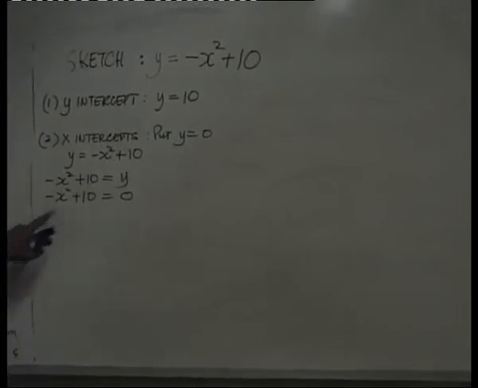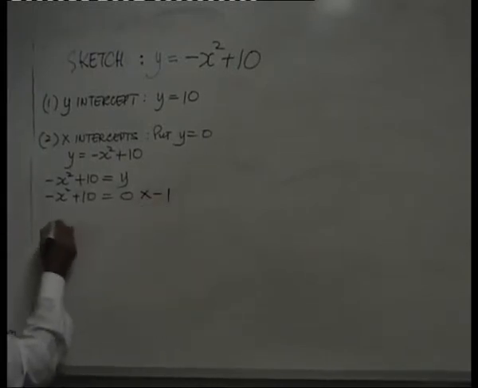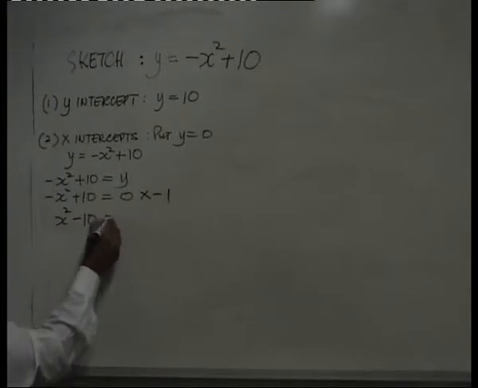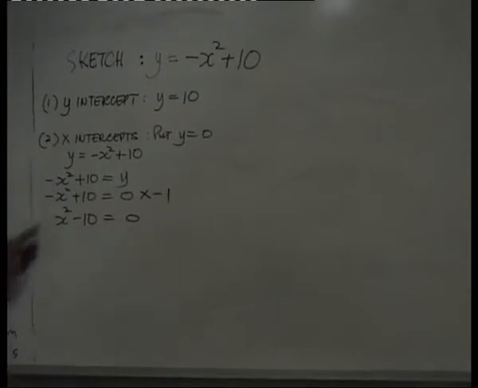Now, when I look at this, I don't like the minus sign. So I'm going to multiply by minus 1. So it becomes x squared minus 10 is equal to 0. Minus 1 times that gives you that. Minus 1 times 10 gives you that.